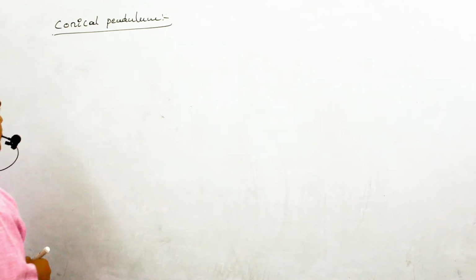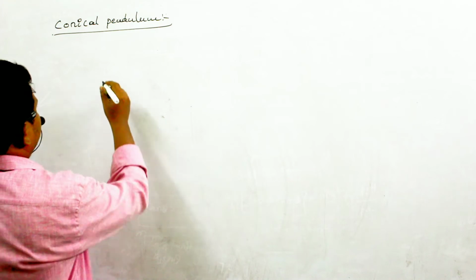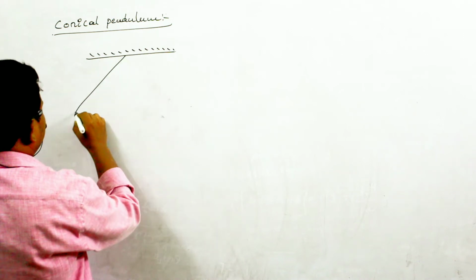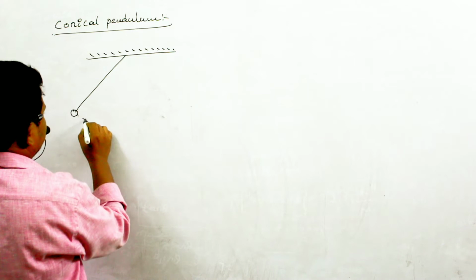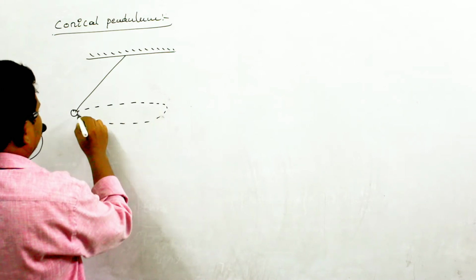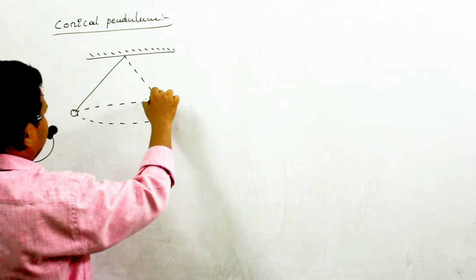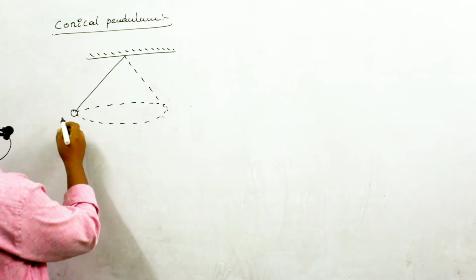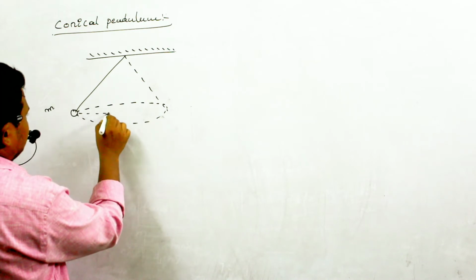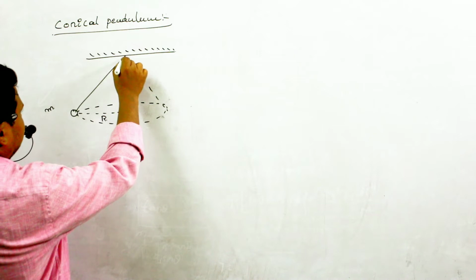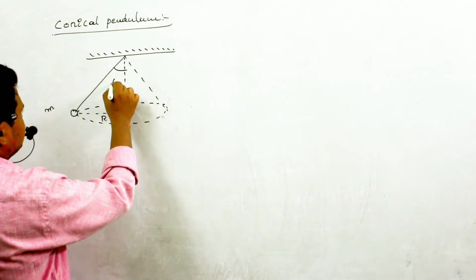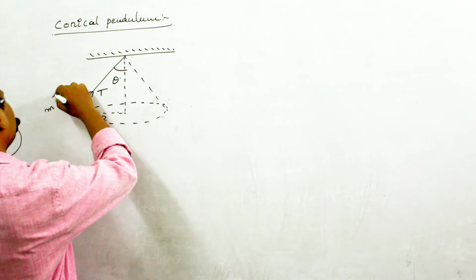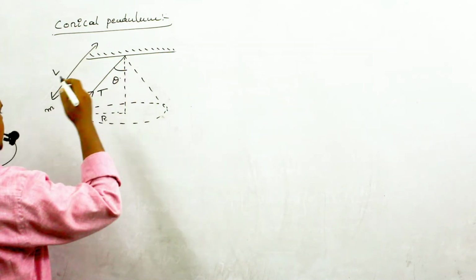Now let us see the concept of conical pendulum. If a vertical pendulum is rotated in a horizontal circle, then it is called a conical pendulum. This is a pendulum which can rotate in this circular path, a horizontal circle, and a shape of a cone is formed here, so that is why we call it a conical pendulum. Let the mass of this bob be m, the radius of the circular path in which it is traveling be r, the angle this pendulum makes with the vertical be theta, the tension developed in the string be T, and the length of the string be L. These are the assumptions we are taking here.